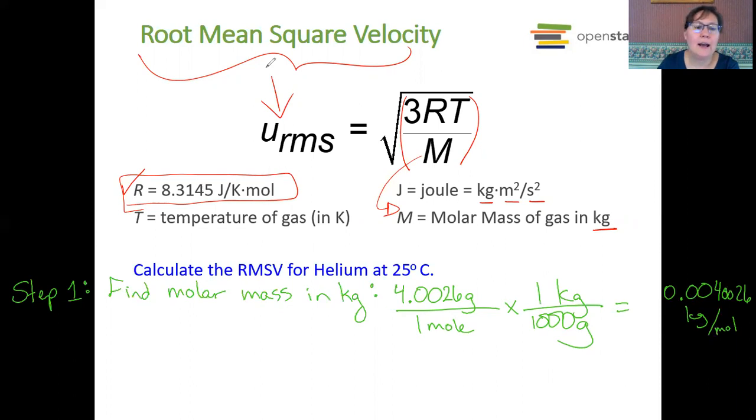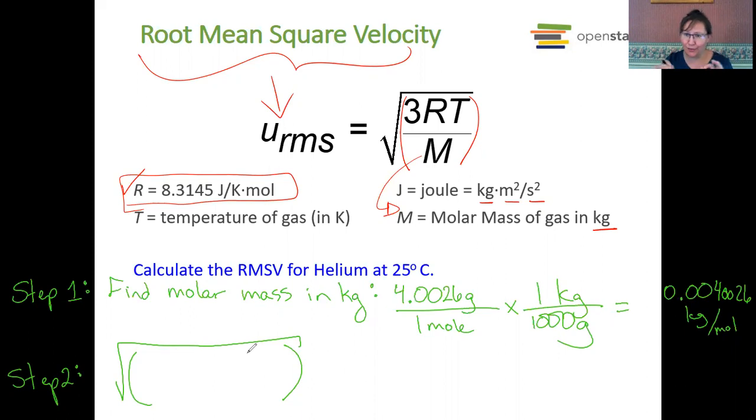All right, now my step 2, after I found that, is to calculate this. Now really make sure, students sometimes forget to do the whole inside piece first. So make sure that you do everything in there. That's why I'm adding the parentheses here. All right, so we have 3 times 8.3145 times my temperature. Okay, and it's 25 degrees Celsius.